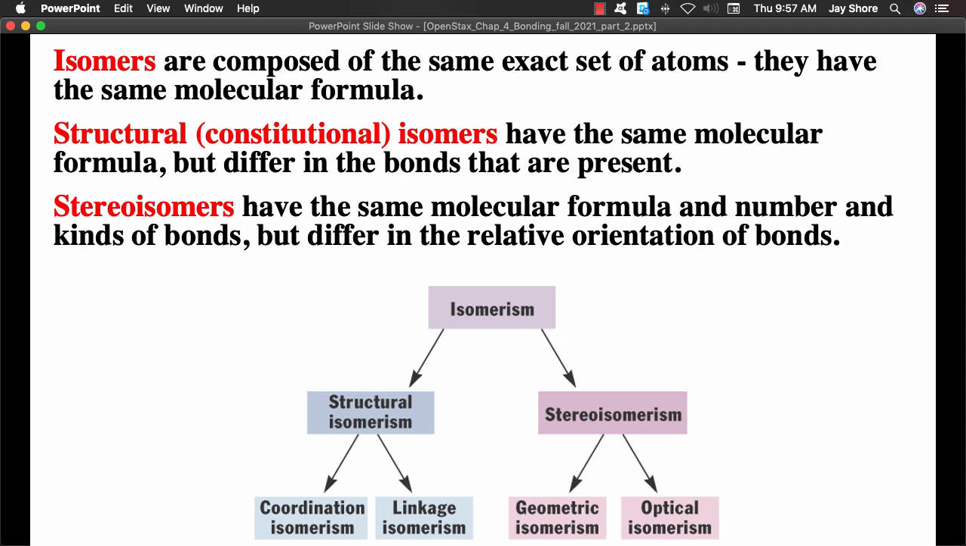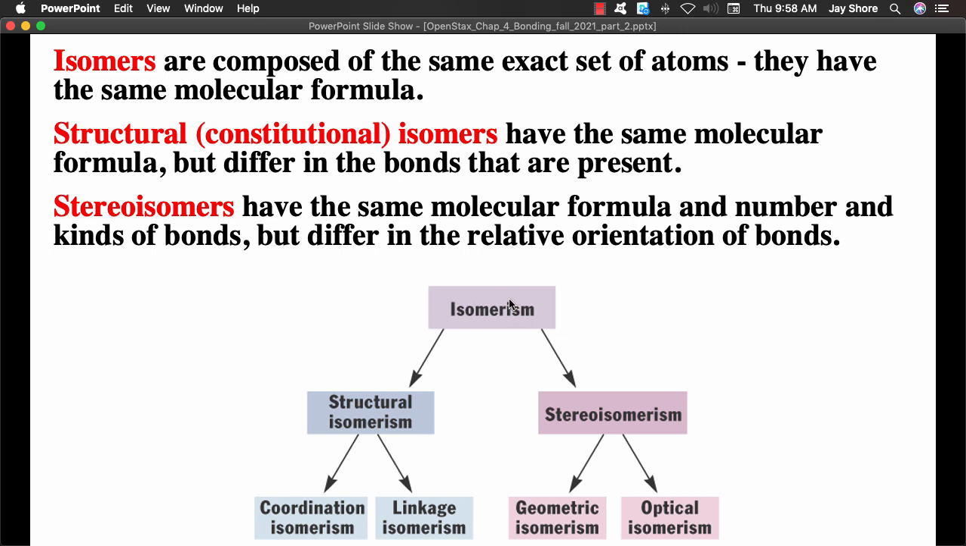And so isomers are composed of the same exact set of atoms. They have the same molecular formula. Structural isomers, also referred to as constitutional isomers, have the same molecular formula but differ in the bonds that are present. Stereoisomers have the same molecular formula and the number and kind of bonds but differ in the relative orientation of the bonds. And so I think this diagram here illustrates isomerisms really nicely.